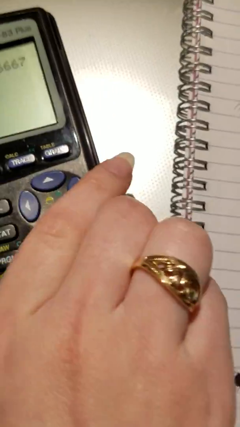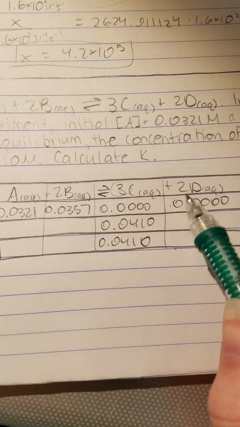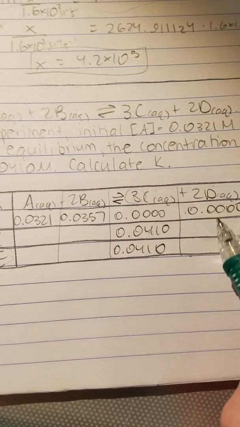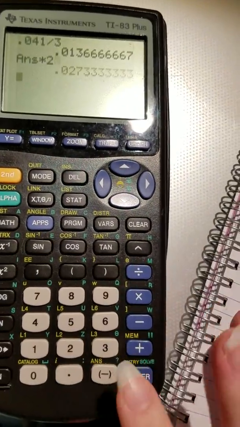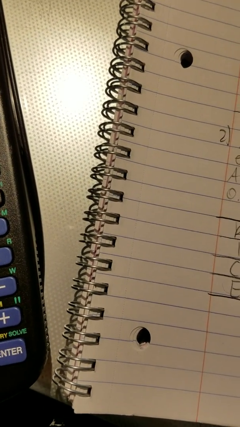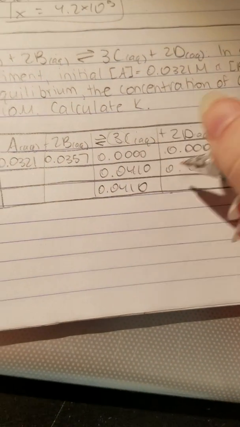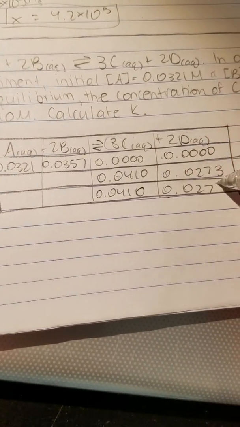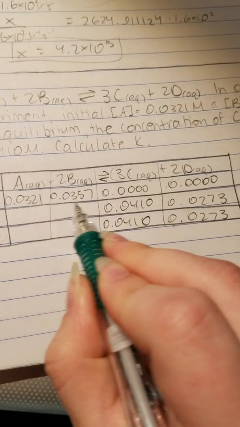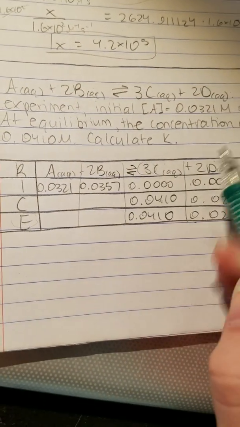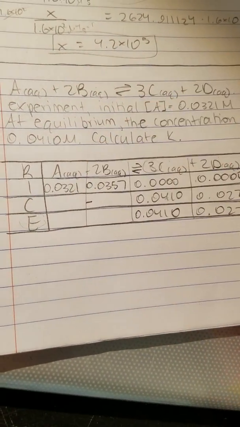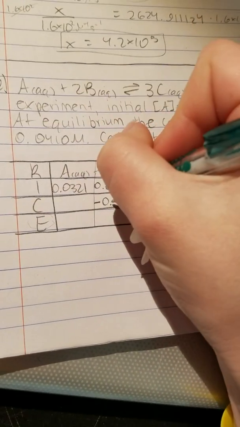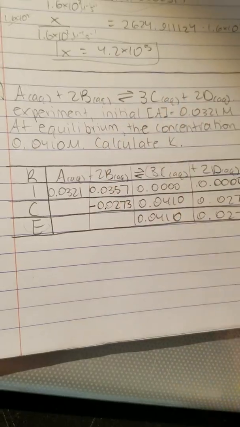For example, if you wanted to get it for D, the coefficient is 2. So you have to divide this by 3 and multiply by 2 to get this change. So here I divided it by 3, and then you multiply it by 2, and you get 0.0273. We'll leave it at that. So that means that at equilibrium, D is at 0.0273. Again, since this has the same coefficient as D, it's 2, we can put 0.0273, but this one's negative because it's a reactant, and reactants are diminishing in value since they're creating the product, so it's negative 0.0273.